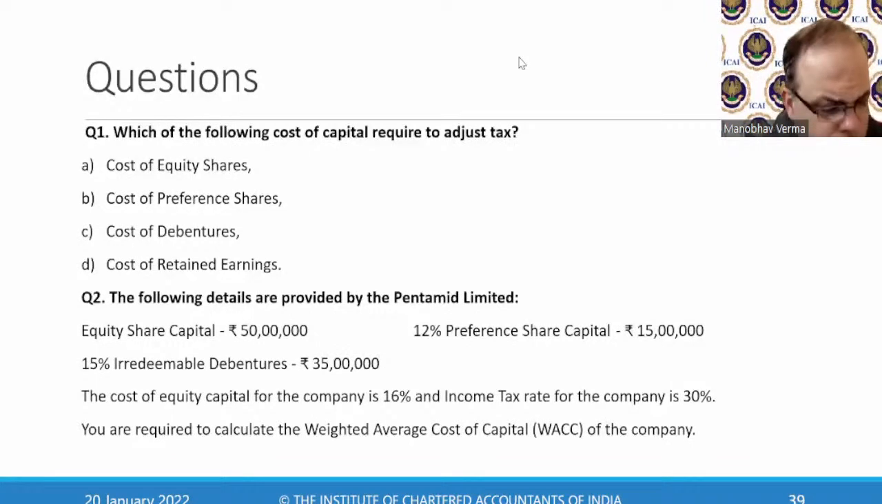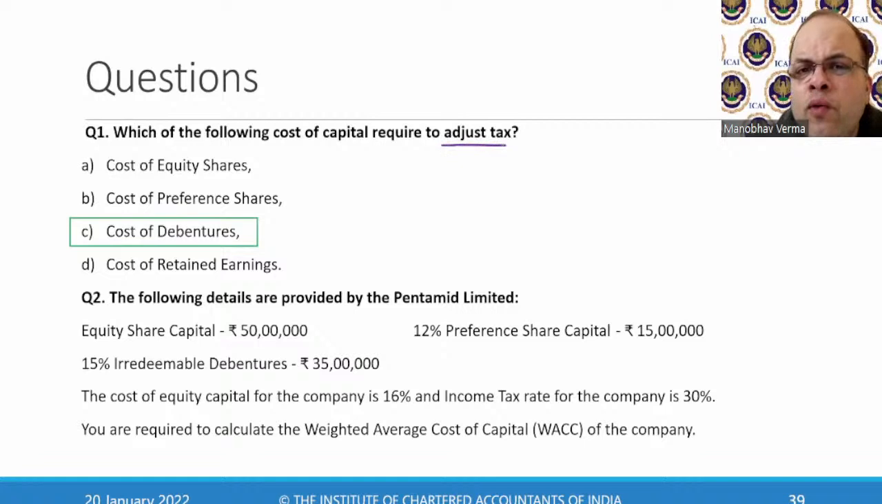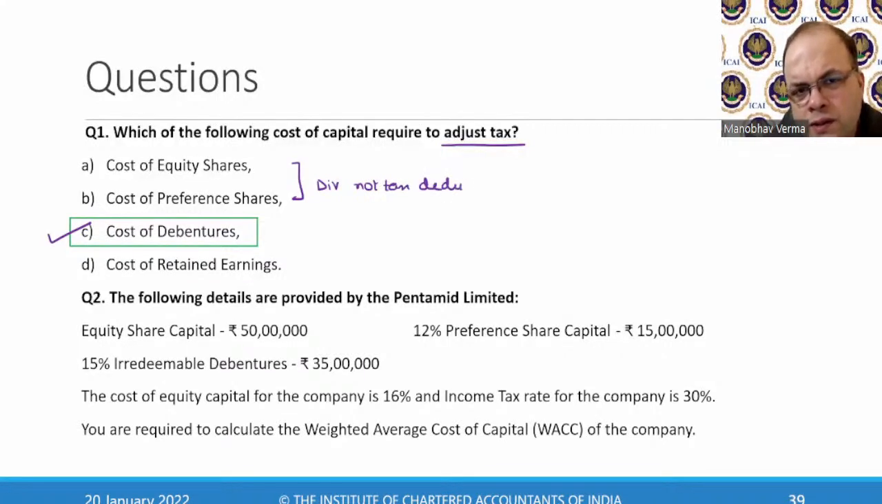So I've got many answers as C, but one answer as A also. Guys, I think this should have been an easy one, isn't it? Which of the following cost of capital required to adjust tax? I guess we only have one source, that's your long-term debt. Equity shares, preference shares, dividends are not tax deductible. So is the case of cost of retained earnings. So answer is C, guys.